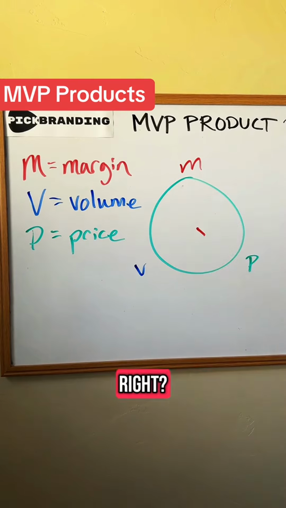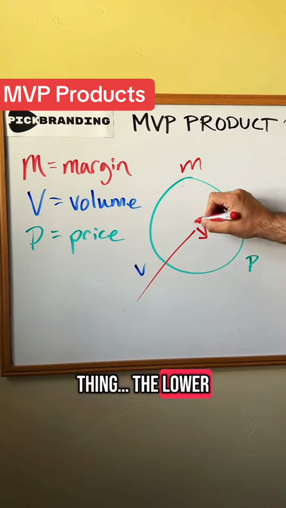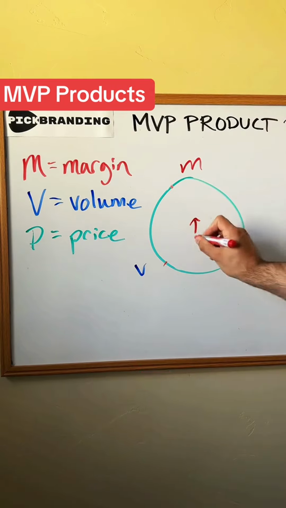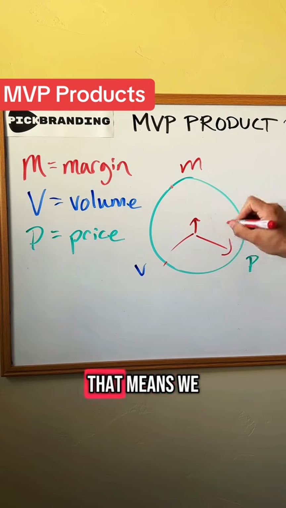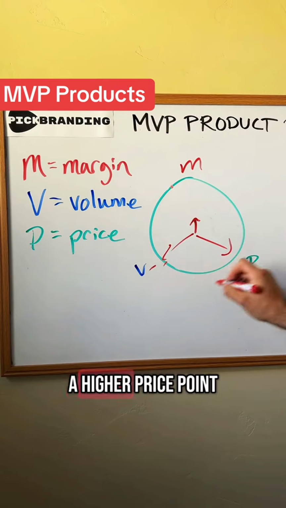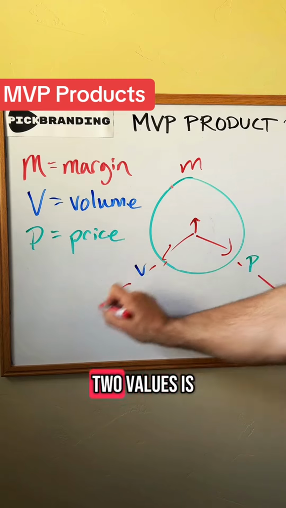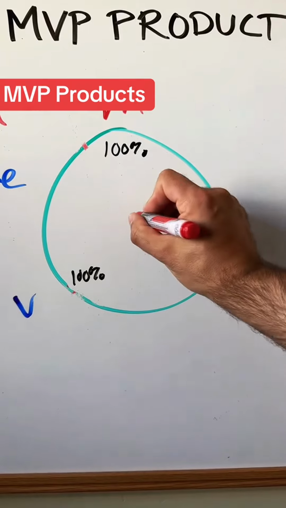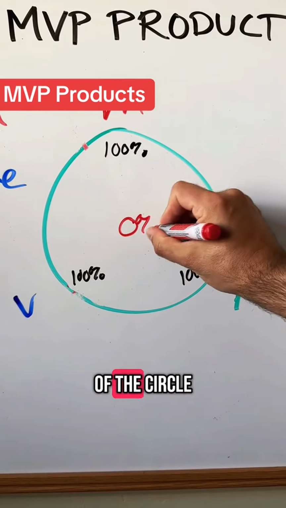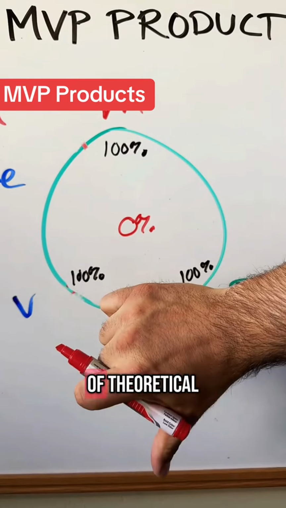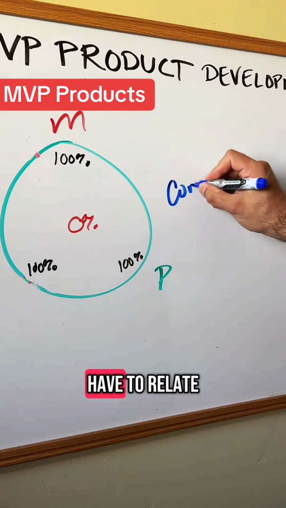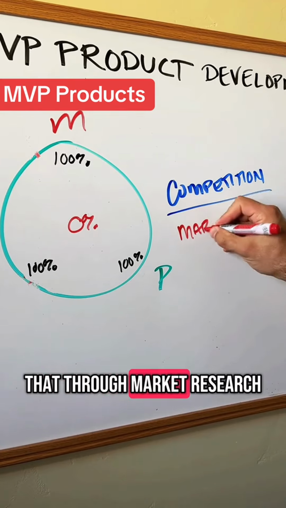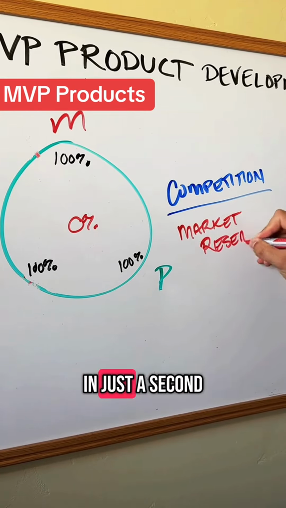That's the ideal, right? But here's the thing. The lower one of those values are, the higher the other two have to be. That's just the way it works. If we have lower margin in this example here, that means we need to sell more and we need a higher price point. One of those two values is going to have to be significantly higher. 0% is at the center of this circle, but these 100% are sort of theoretical in a lot of ways. We have to relate those to competition, and we do that through market research. More on that in just a second.